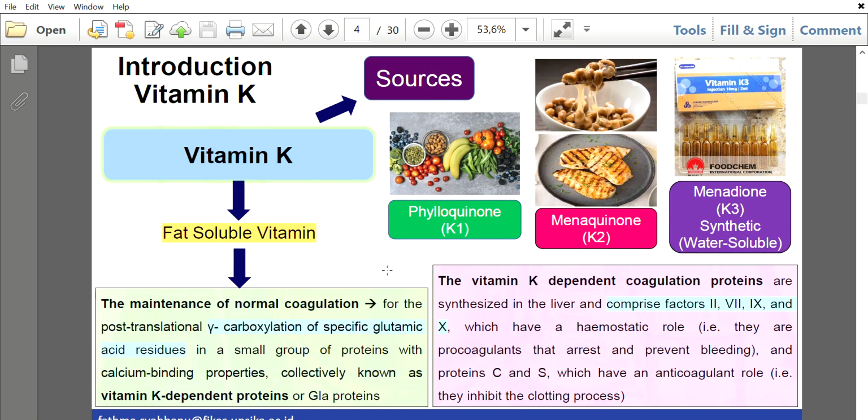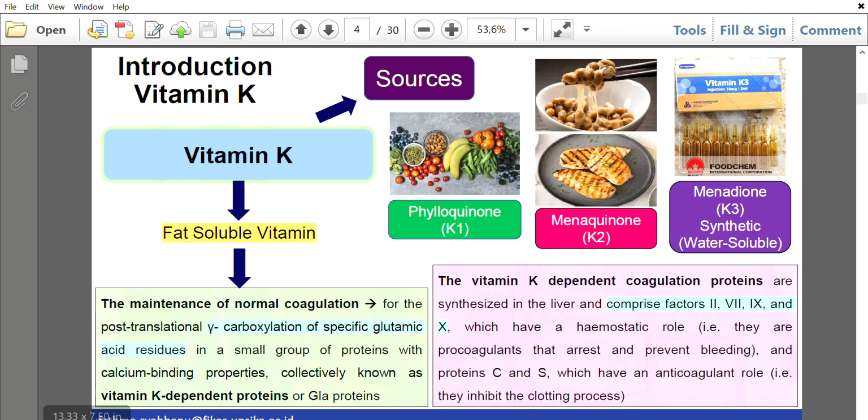Okay, vitamin K is one of the fat-soluble vitamins. It has the function of maintaining normal coagulation, because vitamin K is necessary for post-translational gamma carboxylation of specific glutamic acid residues in a small group of proteins with calcium binding properties. Or we can say that the GLA proteins are gamma carboxylated glutamyl proteins.